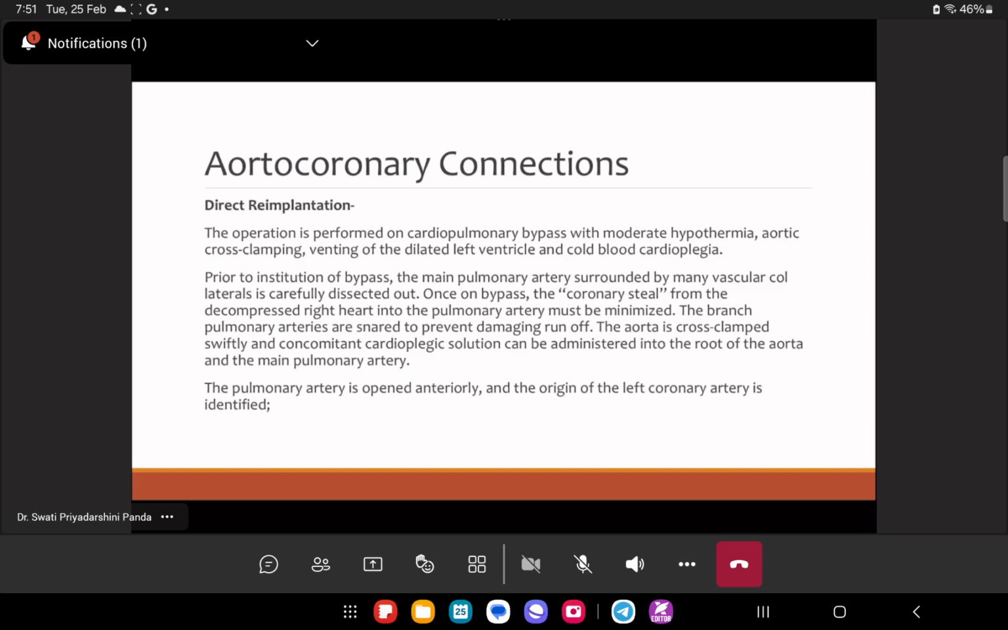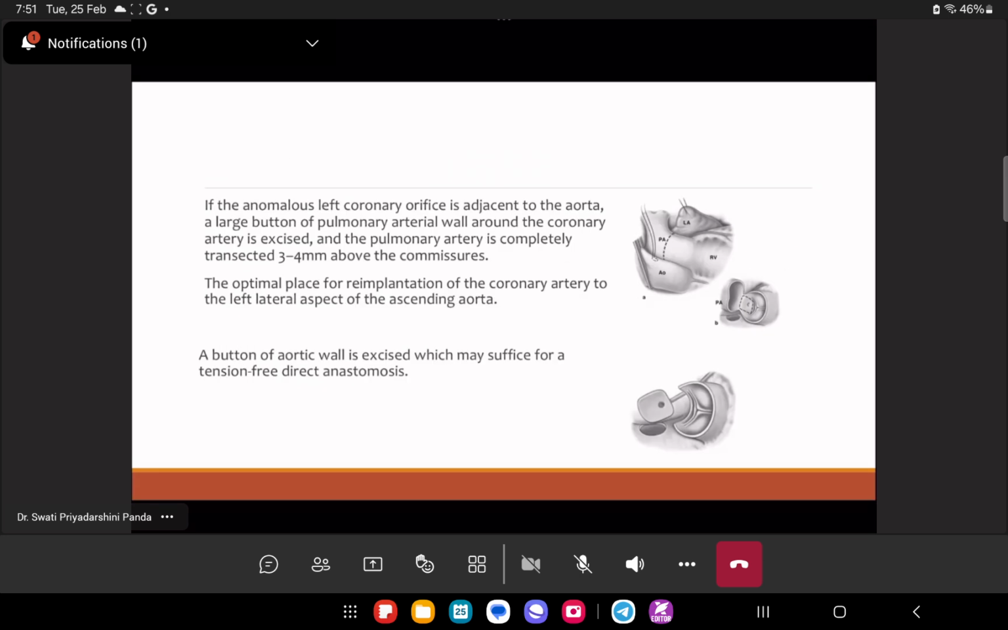The aorta is cross-clamped and cardioplegia solution can be administered into the root of the aorta and in the main pulmonary artery. After that, the main pulmonary artery is opened anteriorly and the origin of the left coronary artery is identified. Then if the anomalous left coronary orifice is adjacent to the aorta, a large button of pulmonary arterial wall around the coronary artery is excised and the pulmonary artery is completely transected 3 to 4 millimeters above the commissures. The optimal place for reimplantation of the coronary artery is the left lateral aspect of the ascending aorta. A button of aortic wall is excised, which suffices for a tension-free direct anastomosis.